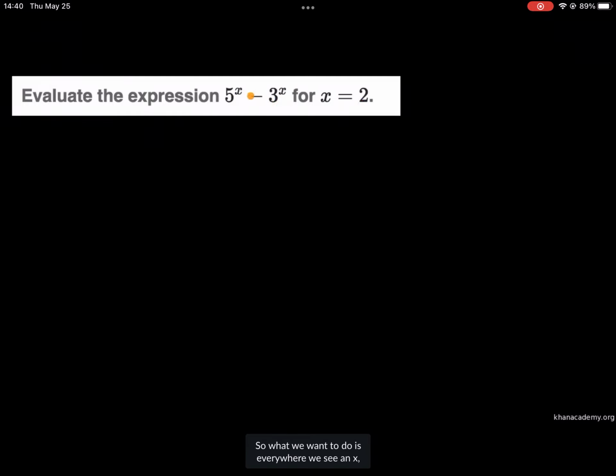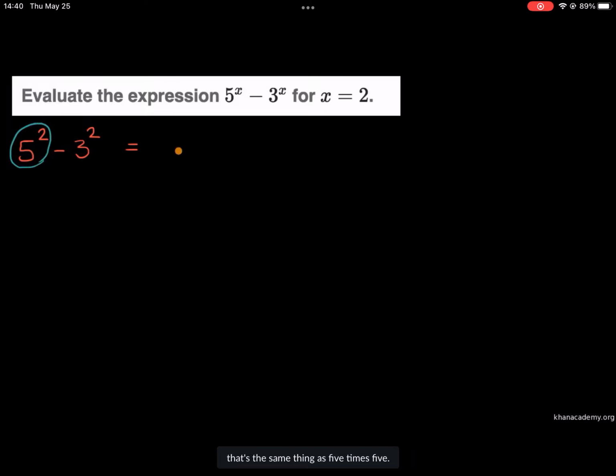So what we want to do is everywhere we see an x, we want to replace it with a 2. So this expression for x equals 2 would be 5 to the second power minus 3 to the second power. Well, what's that going to be equal to? Well, 5 to the second power, that's the same thing as 5 times 5. And then from that, we are going to subtract 3 times 3.